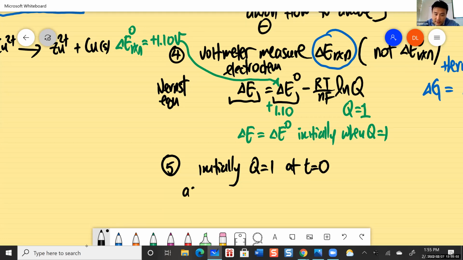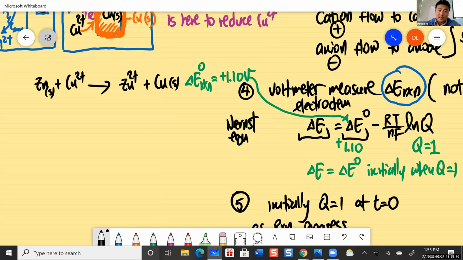As the reaction progresses, Q increases. Why does Q increase? Because the reaction is spontaneous. Equilibrium is going to favor the right-hand side. So it's going to push equilibrium to the right. Wouldn't that mean Q increases? Because Q is products over reactants.